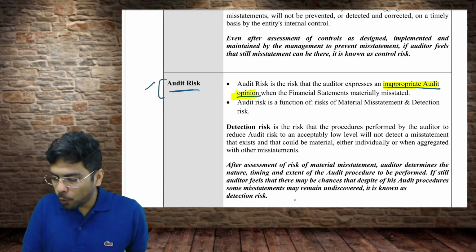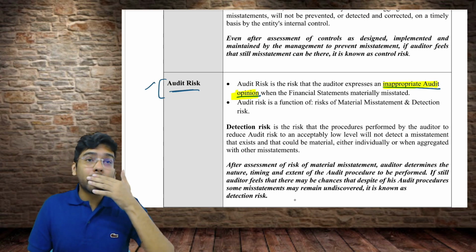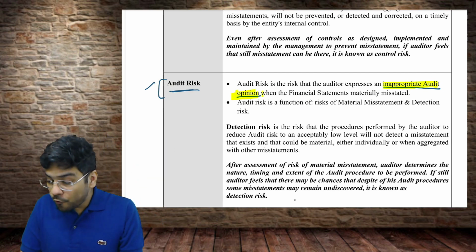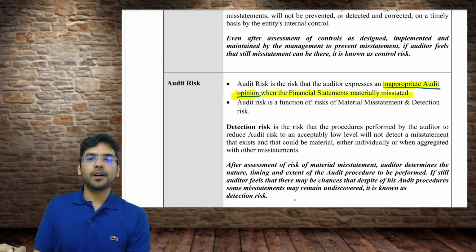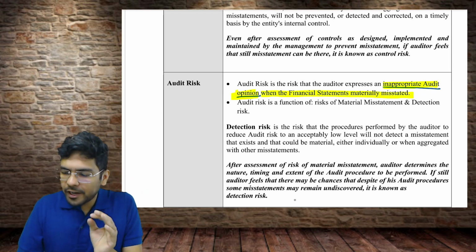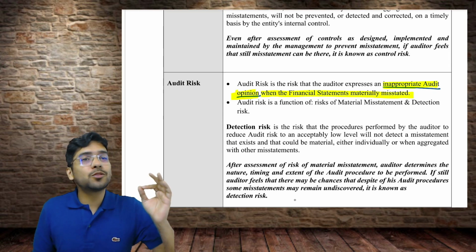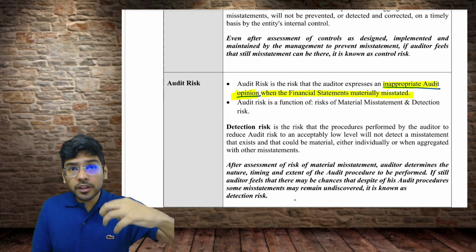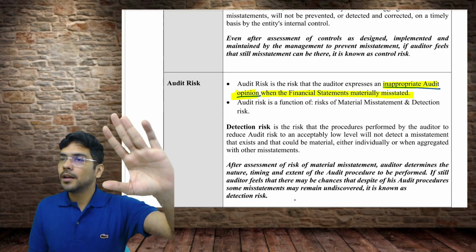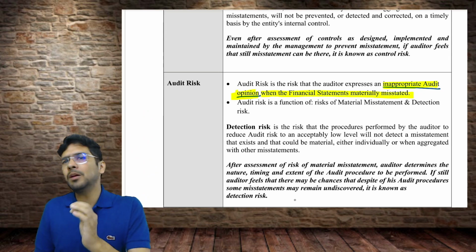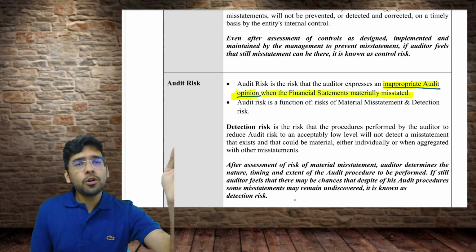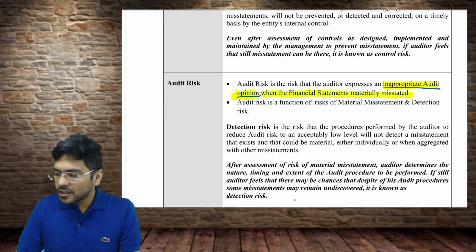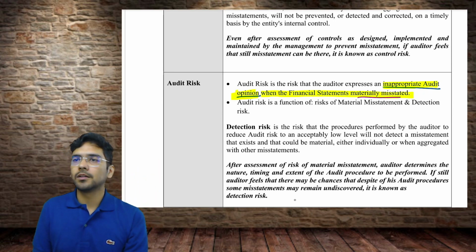Inappropriate audit opinion. Auditor is expressing what? Inappropriate audit opinion when the financial statements are materially misstated. Now please be very careful and answer my question. It says when the financial statements are materially misstated, but the auditor expresses an inappropriate audit opinion. So this simply means, let me put it in this way: what kind of opinion should the auditor have given when the financial statements were materially misstated?